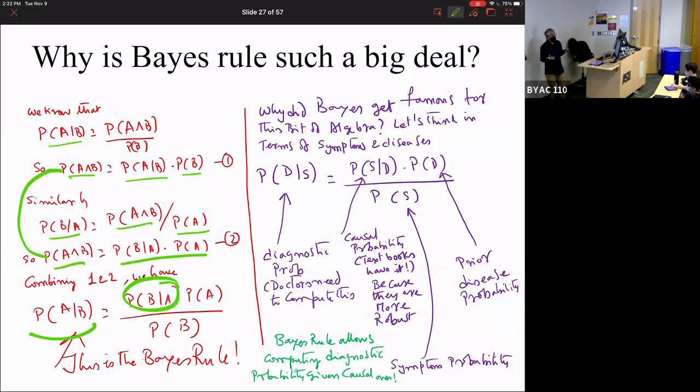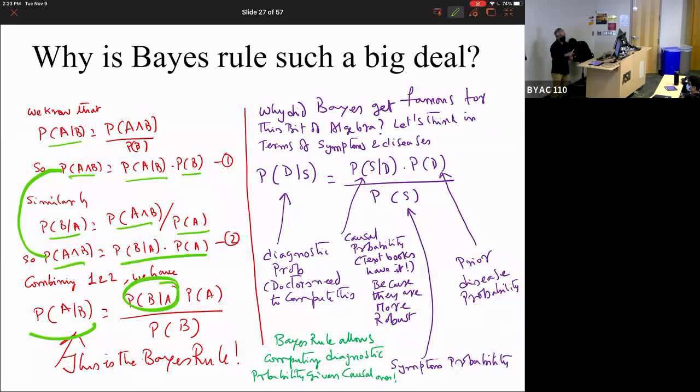This is Bayes' rule, the really famous Bayes. And the question is, why did Bayes become that famous for doing this very simple thing, basically equating two different expressions for A and B? The reason it is very useful is that in many real world scenarios, one of them might be the cause and the other of them might be the symptom.